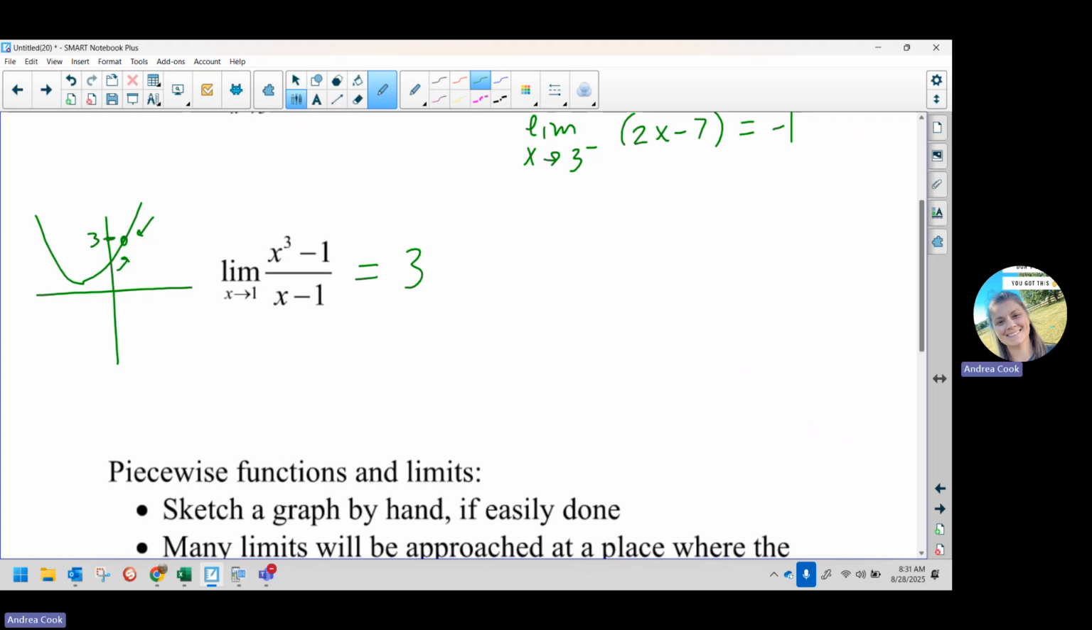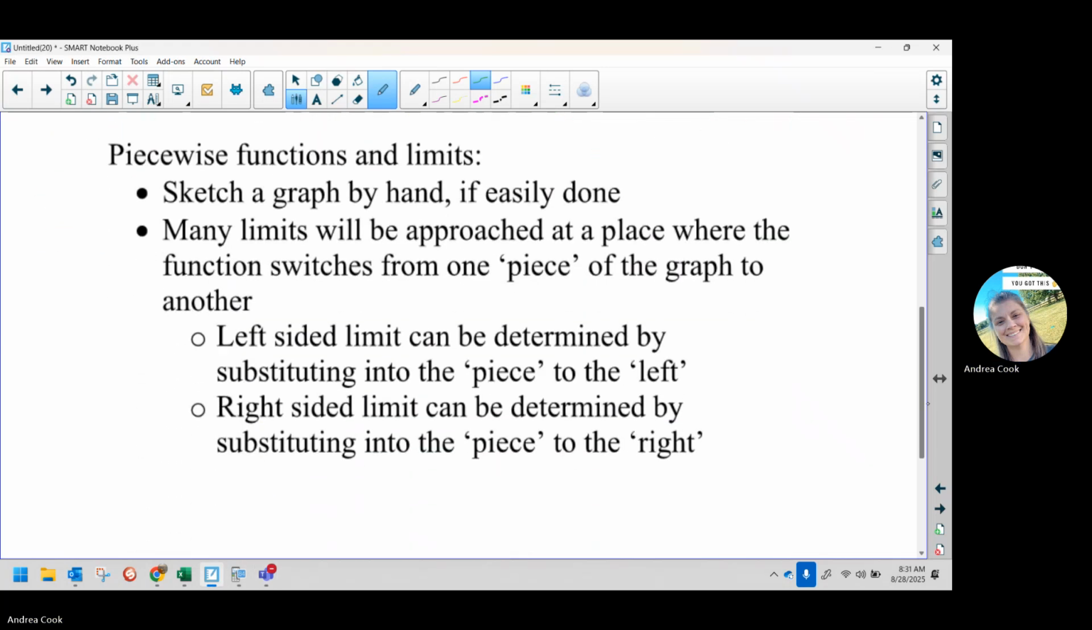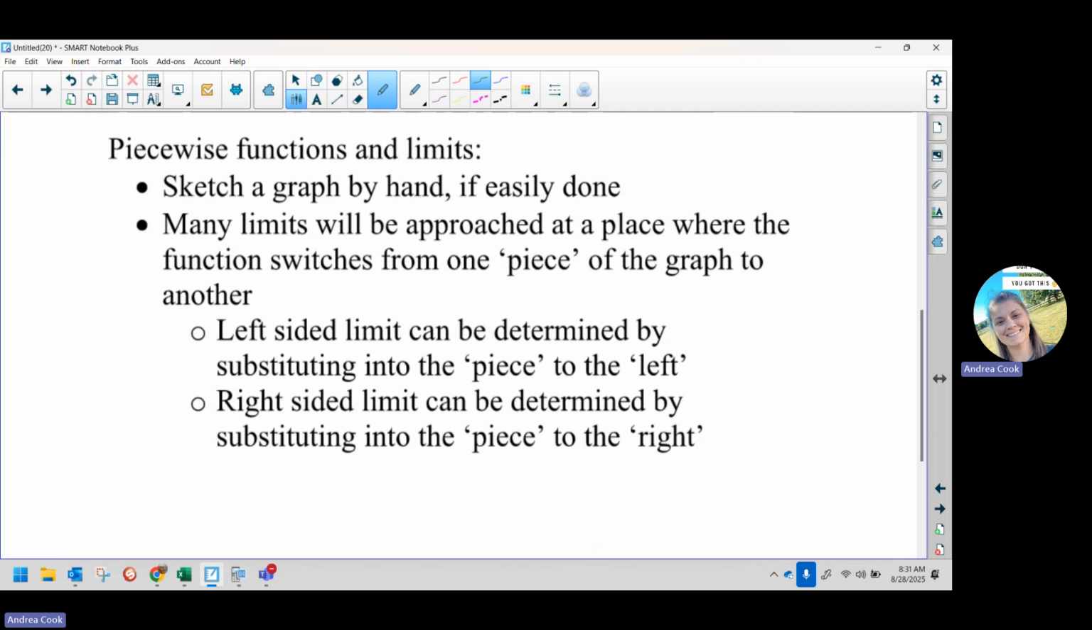All right, next is piecewise functions. So piecewise, if you can sketch a graph by hand easily, then do that. That is helpful to visualize what the piecewise graph looks like. If it's a more complex piecewise function, then it might take you too long to sketch it, so we want a different way.